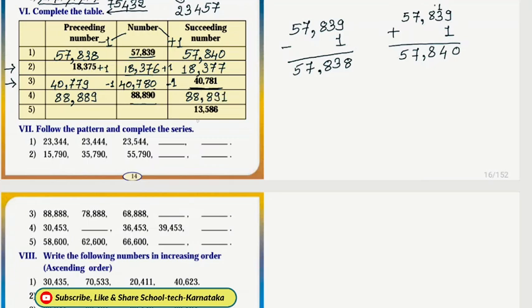In the same way, the succeeding number given here is 13,586. So our number would be minus 1. So that is 13,585. And the preceding number would be minus 1 the number, that is 13,584. This is about preceding number and succeeding number.